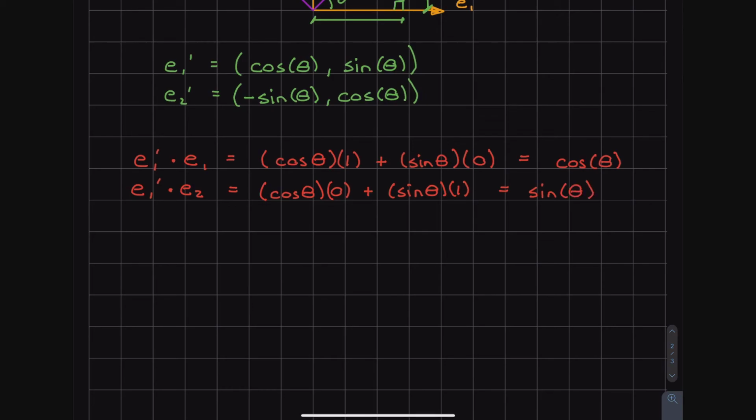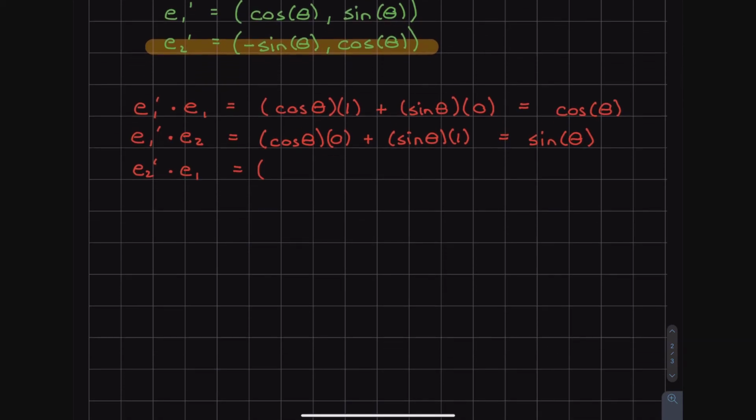Moving down the list, we got e2 prime multiplied by e1. And in this case, now we're looking at our second new vector, which is this one right here. So to get this one, same thing as before, we're going to take the first component, which is negative sine theta. And we're going to multiply this by the first component of e1, which is 1, plus the second component of e2 prime, which is cosine of theta. And we're going to multiply that by the second component of e1, which is 0. So in this case, we get negative sine of theta.